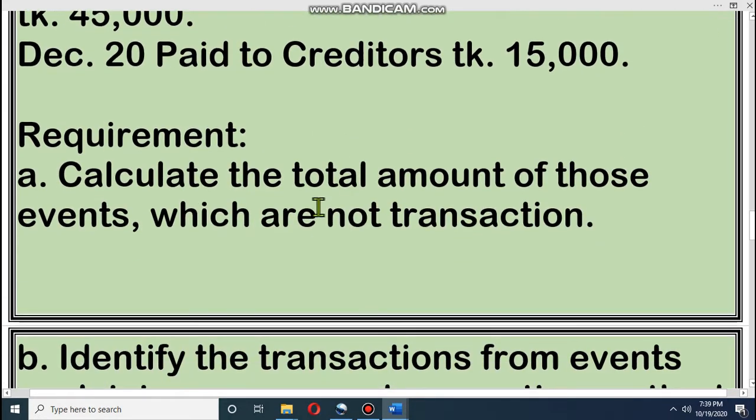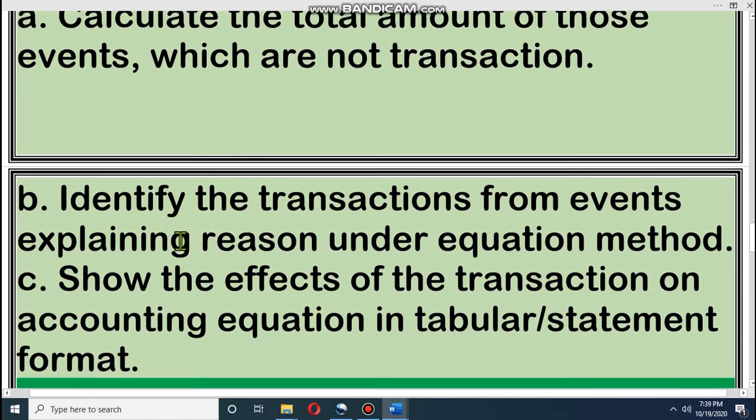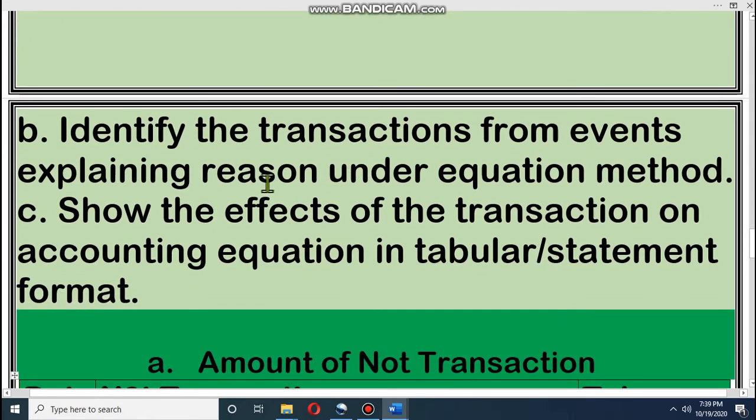Now we move to the next requirement: identify the transaction from event, explain the reason under equation method. That means for the events which are transactions, we have to write the reason. Dear student, we can write the reason in different ways.